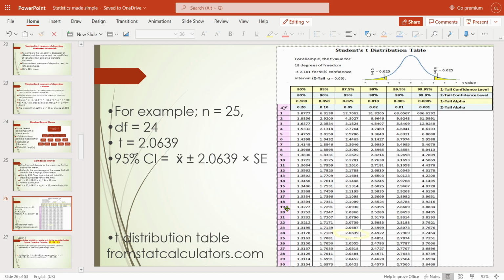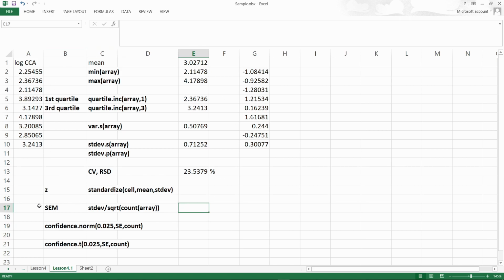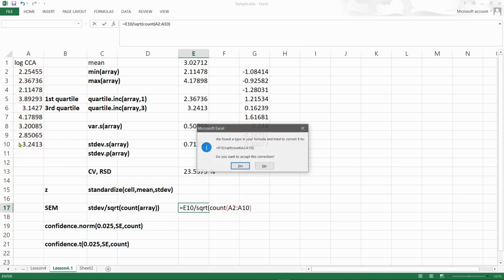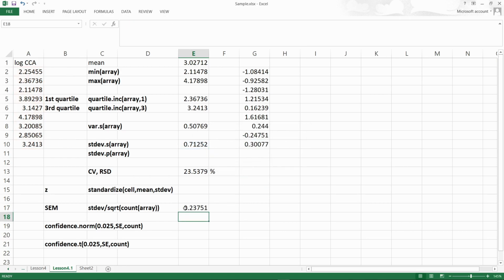Therefore, to calculate the 95% confidence interval for a sample count of 25, the equation is as follows. Here we begin by calculating the standard error of mean using the following equation. So standard deviation divided by the square root of the number of sample data. Okay, so this is the standard error of means.